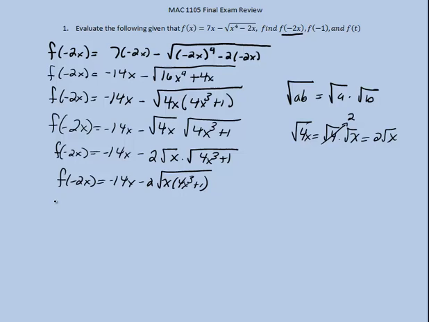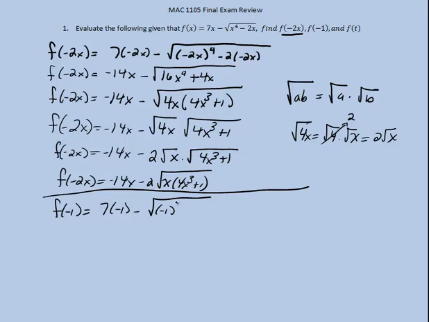Moving on to f of negative 1. In this circumstance, everywhere we see an x, we're going to plug in a value of negative 1, so we'll have 7 times negative 1 minus the square root of negative 1 to the fourth minus 2 times negative 1. Simplifying this, we will have a negative 7 out in front minus the fourth power of negative 1. Well, negative 1 to the fourth power gives you a value of positive 1. Negative 2 times negative 1 gives you a value of positive 2. So this will be negative 7 minus square root of 3. And that'll be your solution.